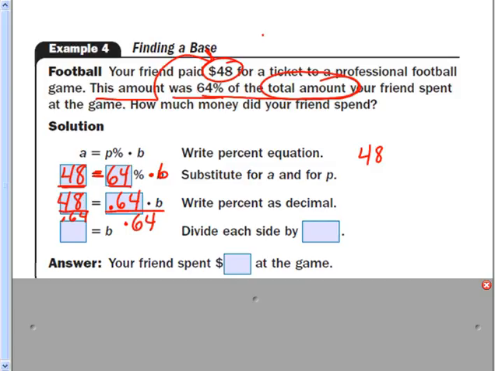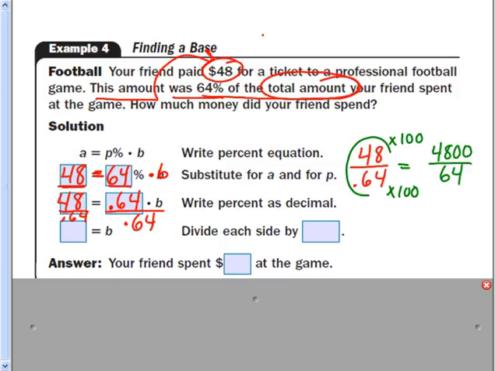48 divided by 64 hundredths. I don't like that decimal point. So you know what I'm going to do? I'm going to rewrite this fraction. I'm going to multiply both numbers by 100. I know that'll give me an equivalent fraction. That gives me 4,800 divided by 64. These are equivalent fractions, which makes them equivalent decimals as well, and equivalent divisions.